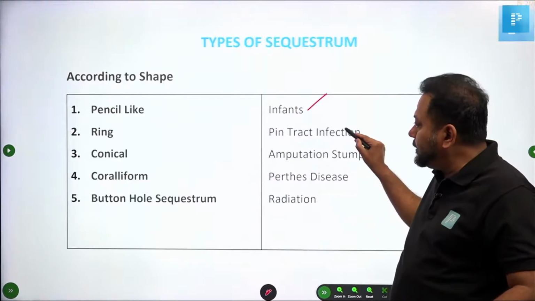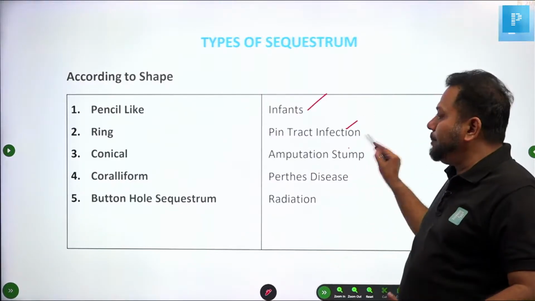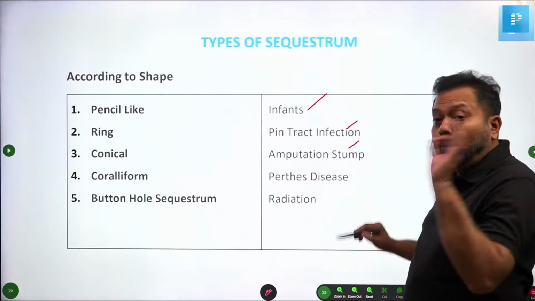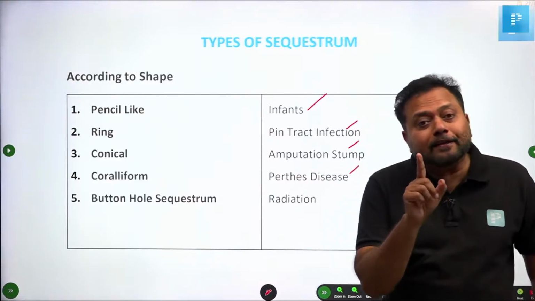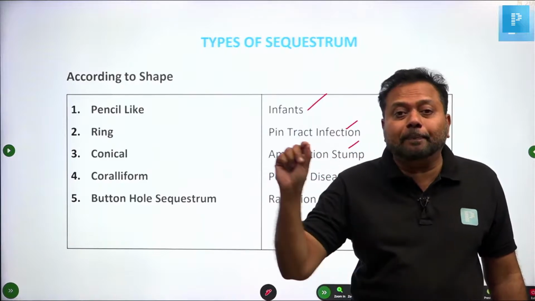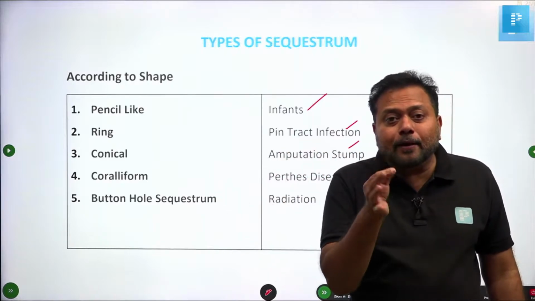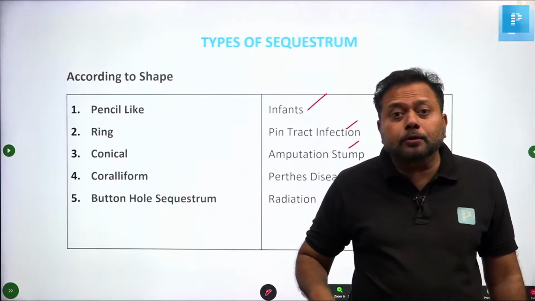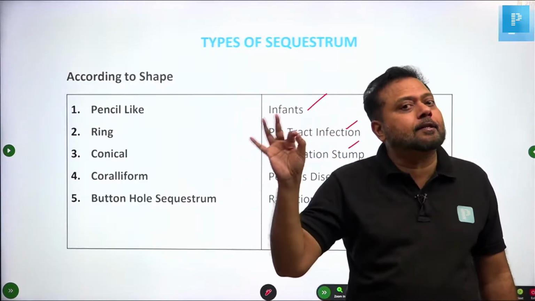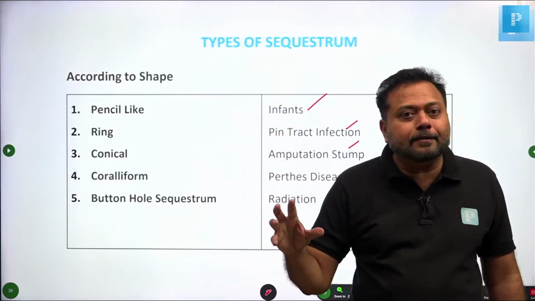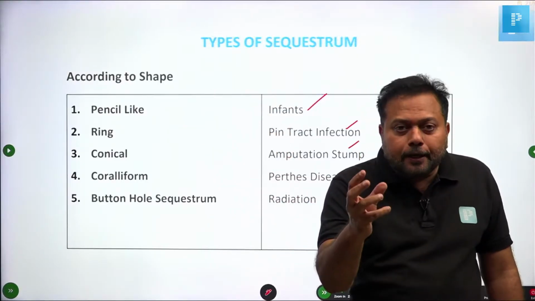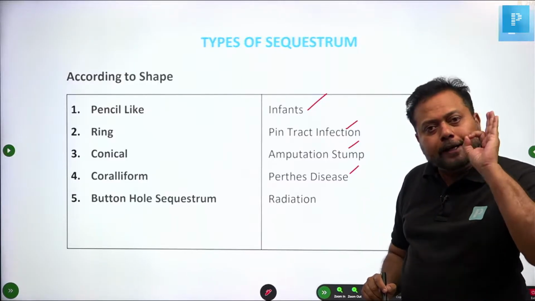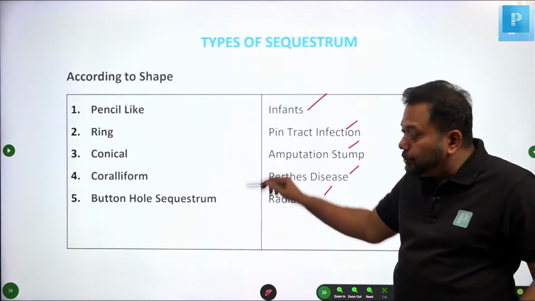Ring sequestrum, pin tract infection. Conical sequestrum, amputation stump. Coralliform, like a sea coral, you are getting a sequestrum only in Perthes disease. The full name is Legg-Calvé-Perthes disease. Perthes disease is avascular necrosis of the head of femur in a child. Avascular necrosis of the head of femur in an adult is called Chandler's disease. Totally that is different. So only in Perthes disease will you get coral-like sequestrum. A buttonhole-like sequestrum you will get only in radiation. Okay, this is according to shape.